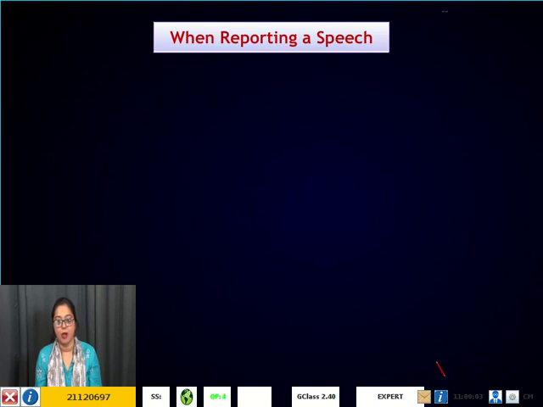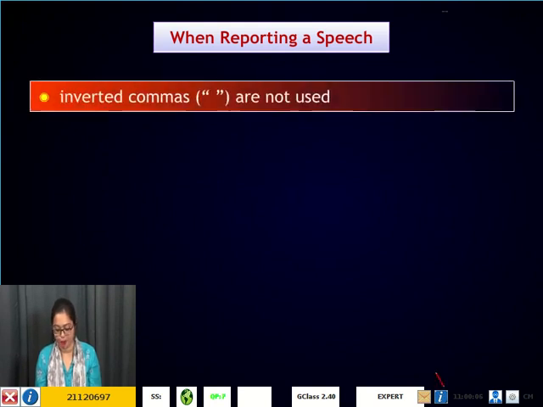Another sentence is coming up when reporting a speech. So here are certain points on how to convert direct speech to indirect speech. What are the things that we need to use in a direct speech, and what are the things we are not to use? Here we will speak about reporting a speech, which means converting a direct speech to an indirect speech. What are the things we should keep in mind?